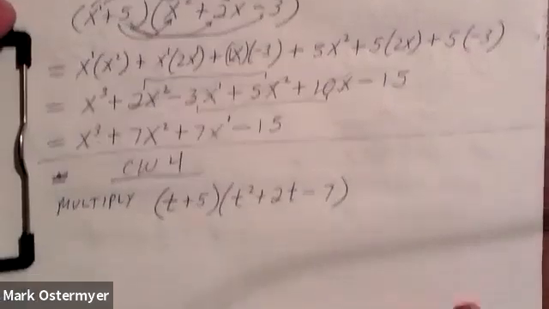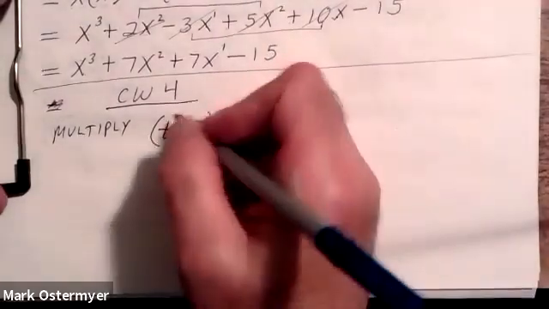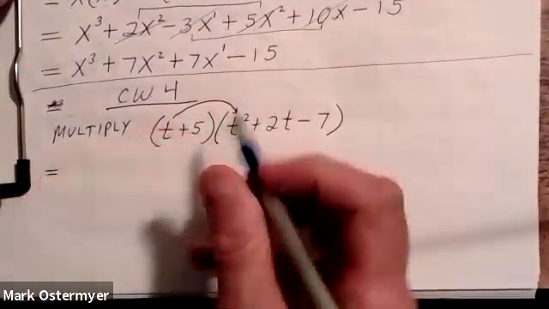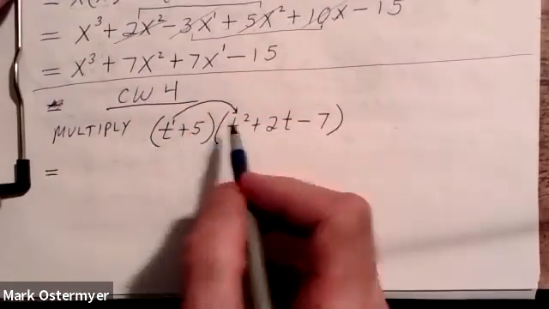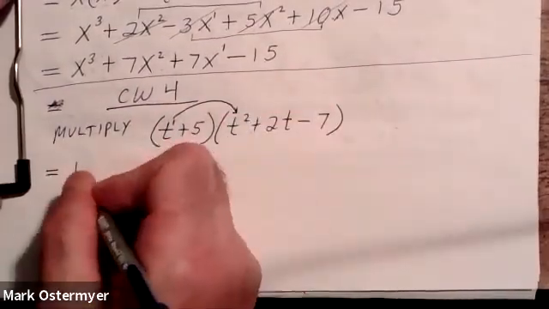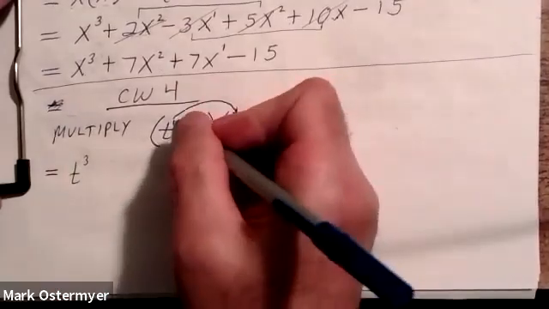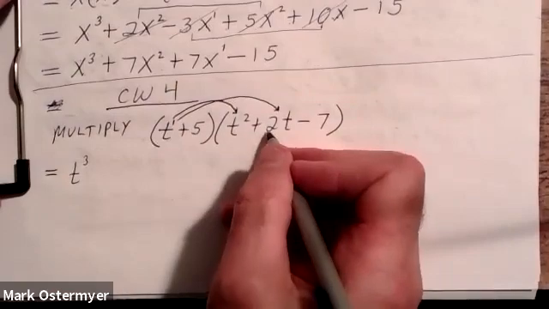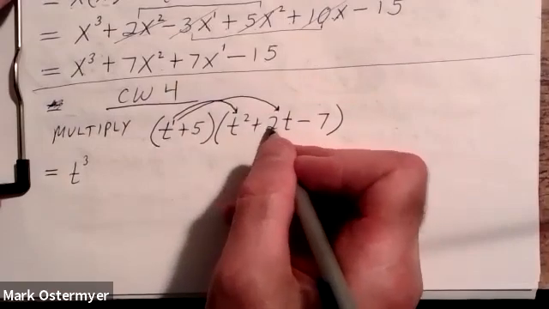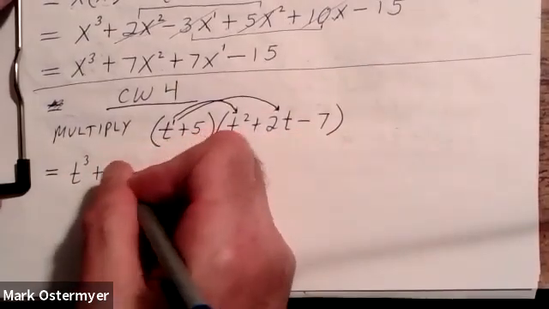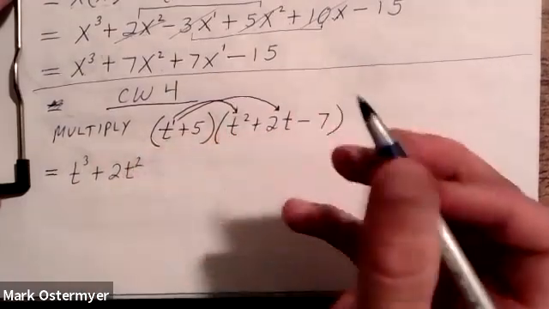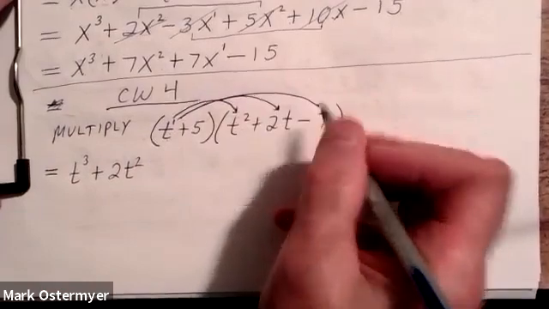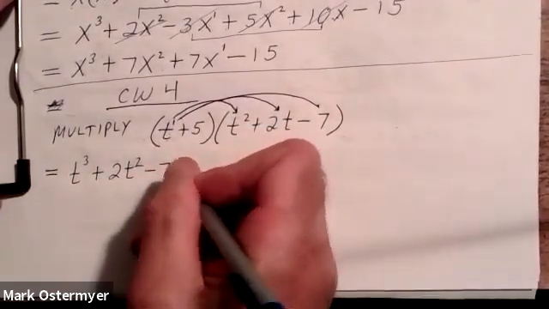All right, let's take a look. T times T squared. T to the first power multiplied by T to the second power is T to the third power, T cubed. T times 2T. T multiplied by 2T is 2T squared. T gets multiplied by the -7. T multiplied by -7 is minus 7T.